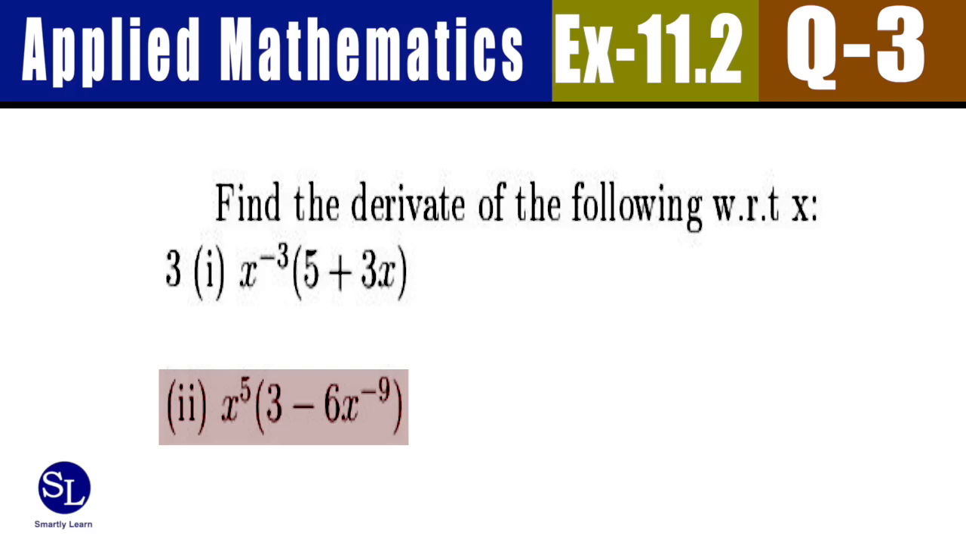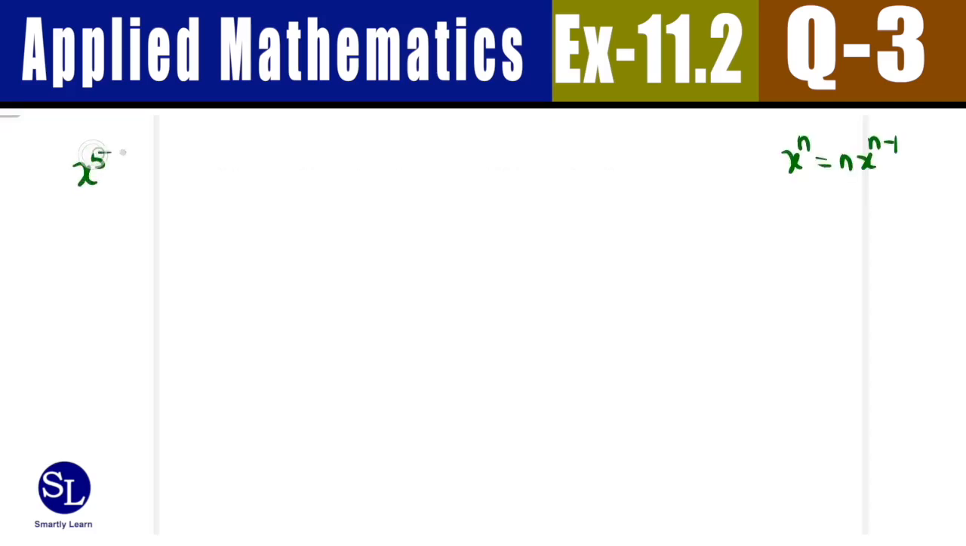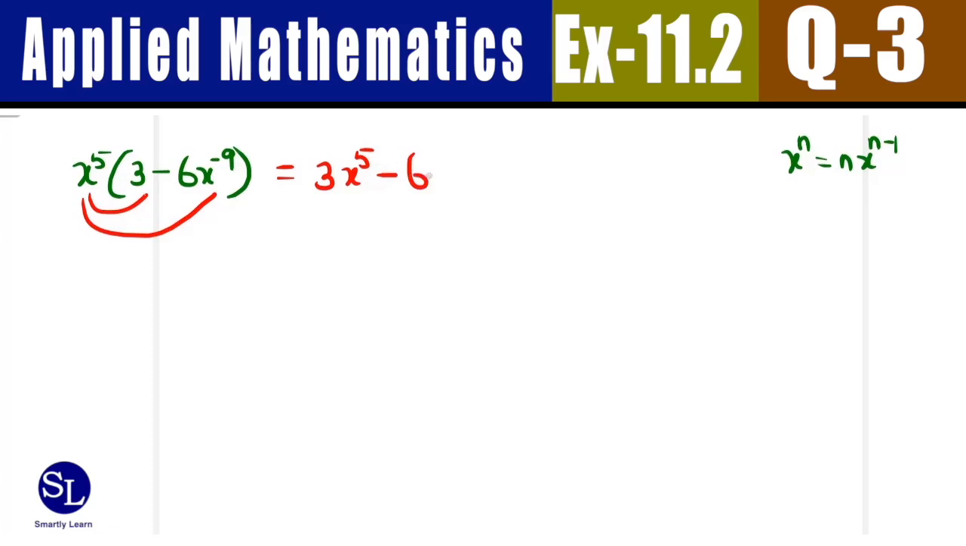Now let's take up the second expression. Here the next one is x power 5 into 3 minus 6 x power minus 9. So again, before differentiation, let's do the term-wise multiplication. So this is equal to 3x power 5 minus 6 into x power minus 4, because x power 5 into x power minus 9 is x power minus 4.